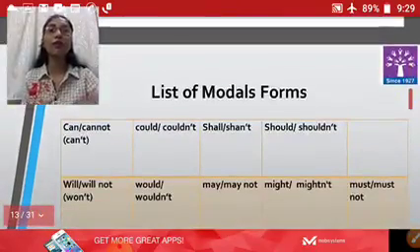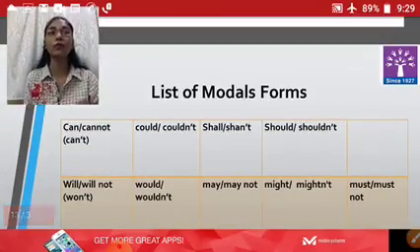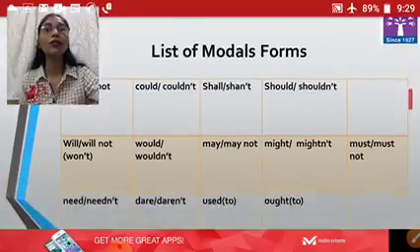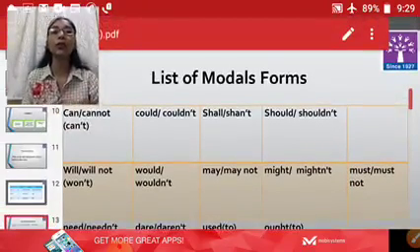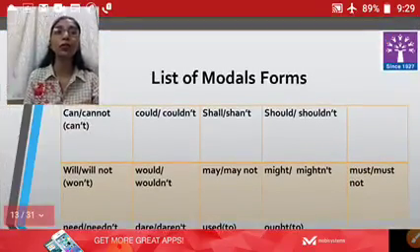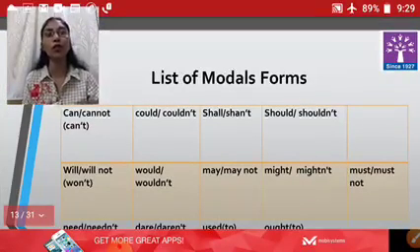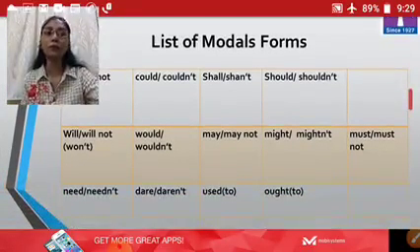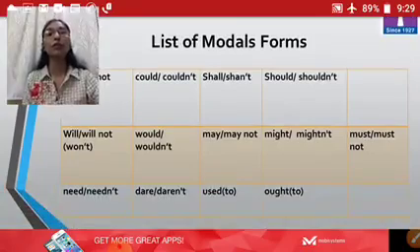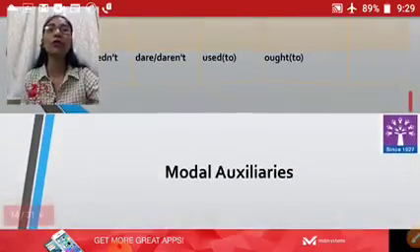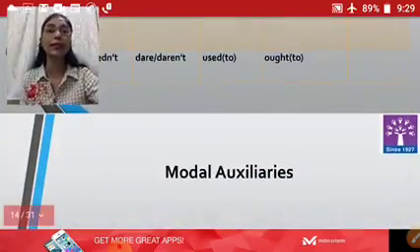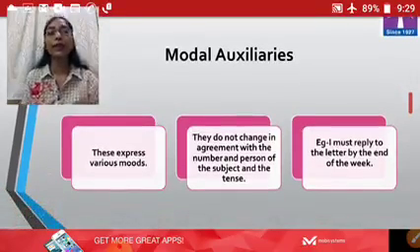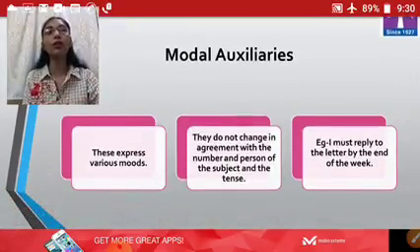Now here we have first the list of modal forms. These are all the modal forms which you can see over here: can, cannot, could, couldn't, shall, shan't, should, shouldn't, will not, would, wouldn't, may not. These are all the modal forms or modal verbs or modal auxiliaries, we can say. But before that, let's get acquainted with what we understand by modal auxiliaries.